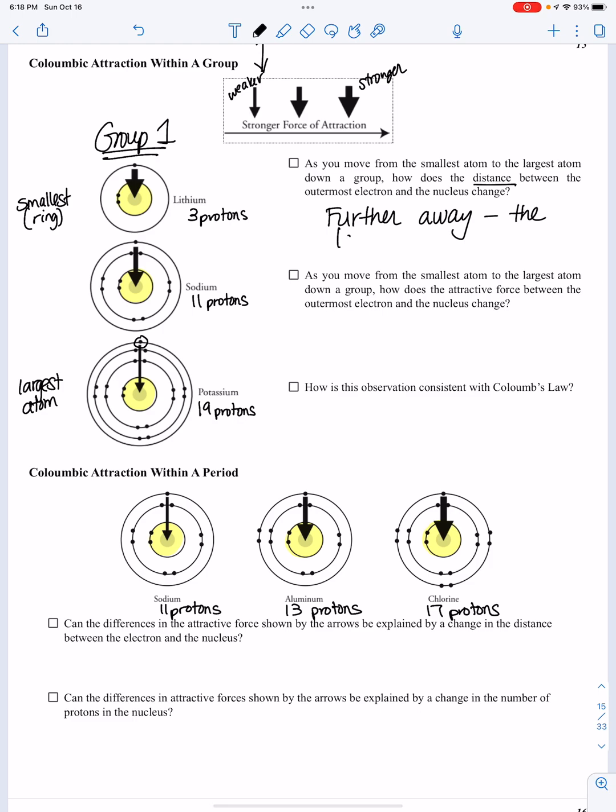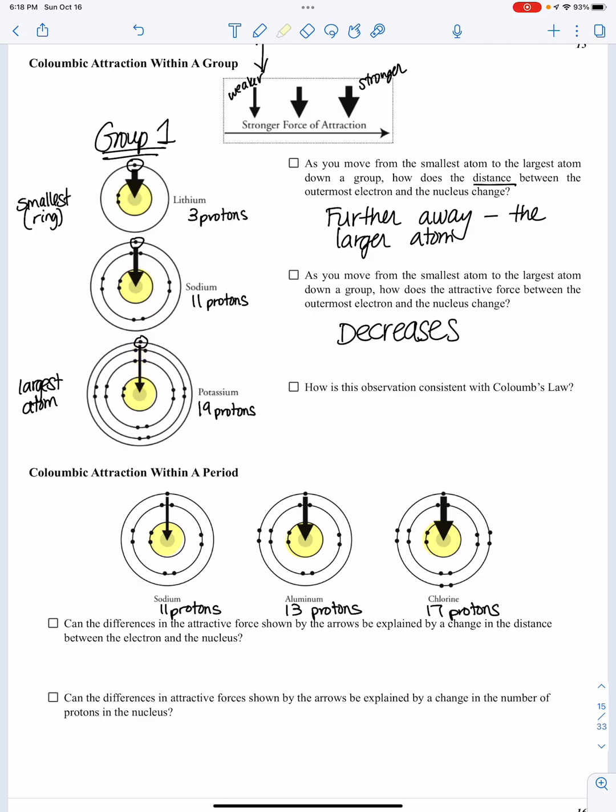The larger the atom. So it looks like this electron on the outer end, I'm just going to circle this one. This electron is the furthest away in potassium than it is in lithium. As you move from the smallest to the largest, how does the attractive force between the outermost electron and the nucleus change? It decreases. How do I know? I'm looking at that arrow, my data here. I have a really thin arrow here.